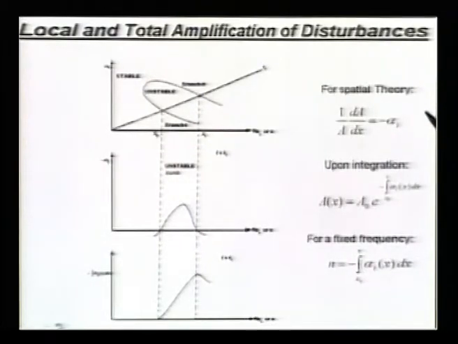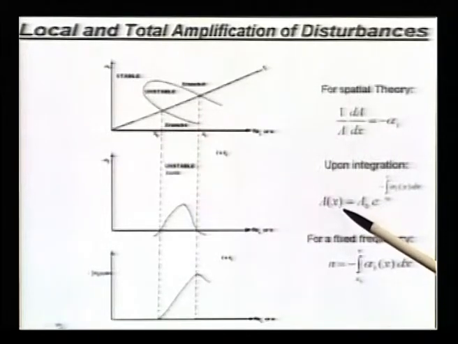Now, what have we already seen from the spatial theory description? That I can calculate this spatial growth rate as minus alpha I, which is nothing but 1 upon A, dA by dx. So, this is rather easy, isn't it? dA by A equal to minus alpha I dx. So, I could integrate. So, ln A equal to the integral of minus alpha I dx. Then of course, I can take that.